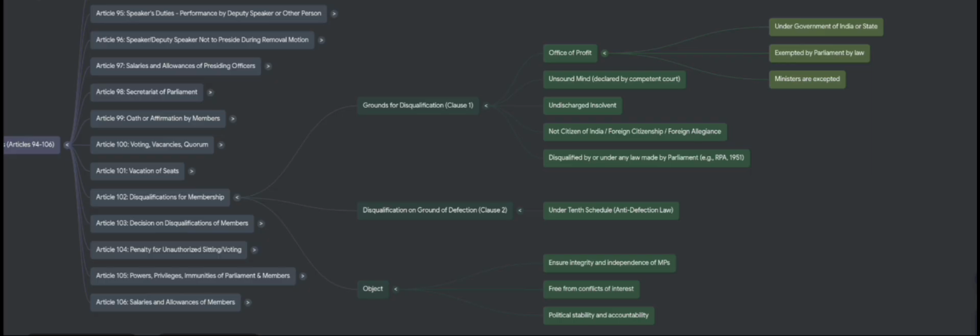Okay, besides office of profit, what are some of the other explicit grounds for disqualification laid out in Article 102, Clause 1?